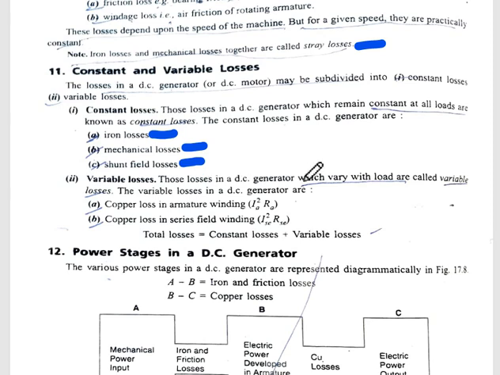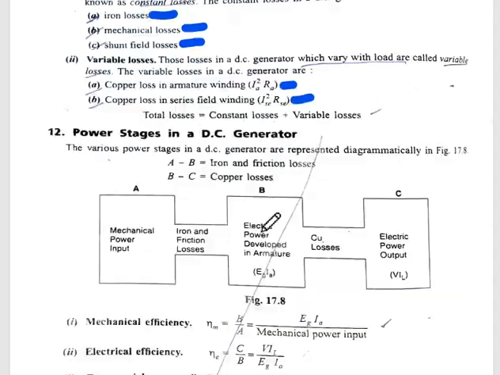The losses in this nature which vary with load are called variable losses. Copper loss in armature winding, copper loss in series field winding. Total loss is equal to constant losses plus variable losses.